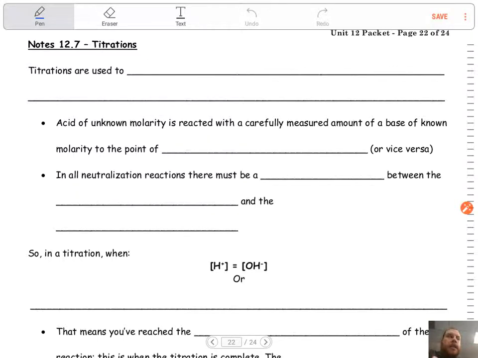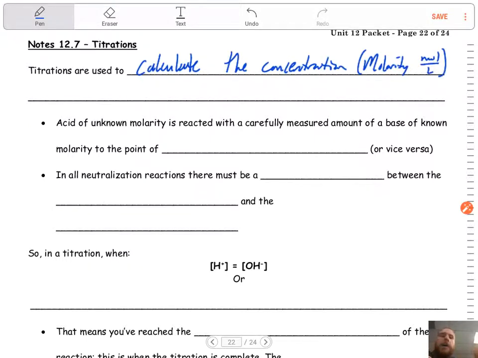This is a process that is done regularly and routinely throughout labs all over the world, because titrations are used to calculate the concentration, which again, we're using molarity, right? Moles over liters, of an unknown solution. Okay, so we have an unknown solution. We want to figure out the strength of it, and we can do that based on stoichiometry between the molarity or the moles of acid versus the moles of base and how much it takes to neutralize it.